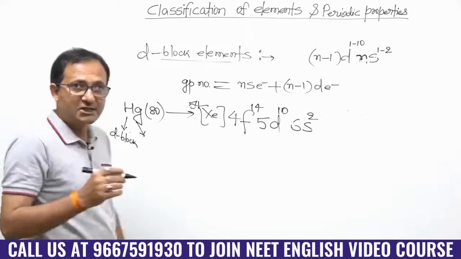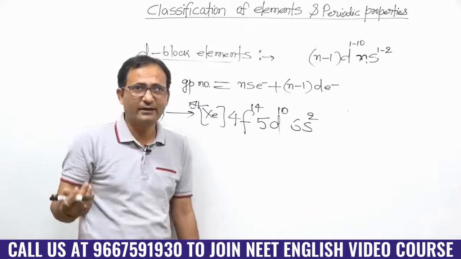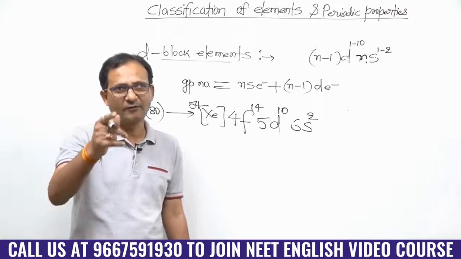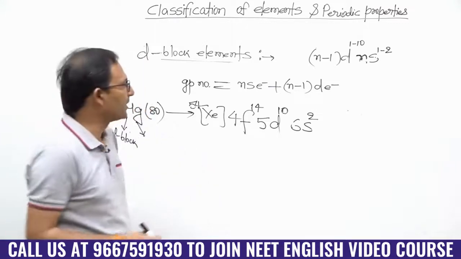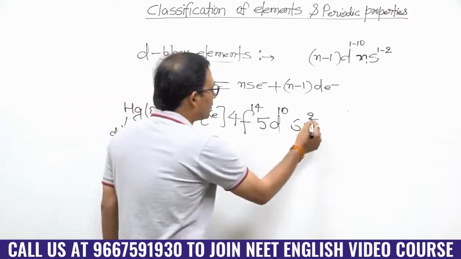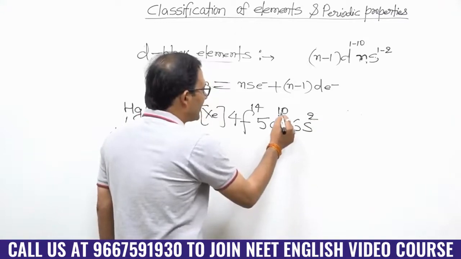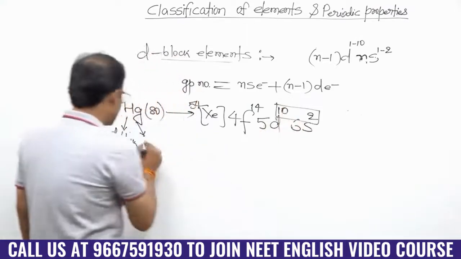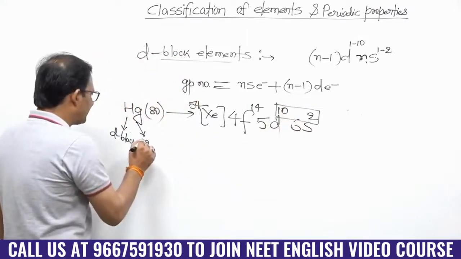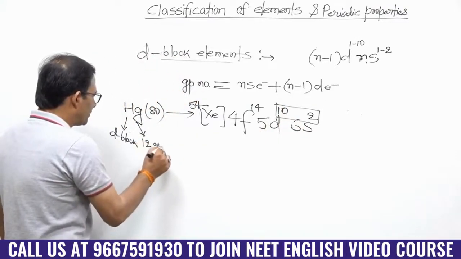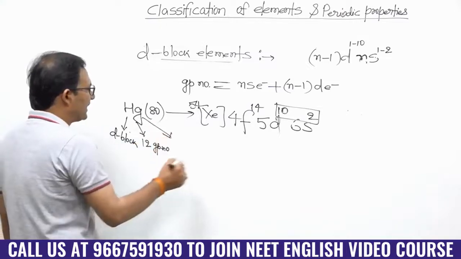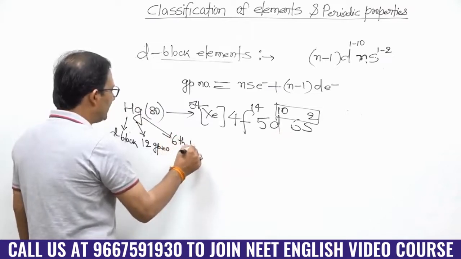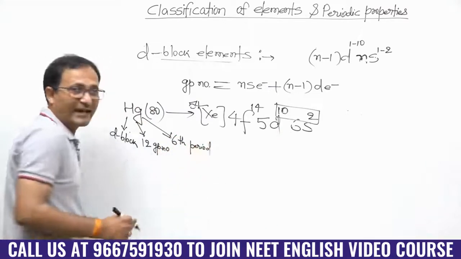Now, since it is a d block element, how can I find its group number? As I said earlier, in case of d block elements, group number is equal to s electrons plus d electrons of the penultimate shell, 10 plus 2, that is group number 12. It's group number 12. And since here the outermost shell is 6, it is in the 6th period, right?